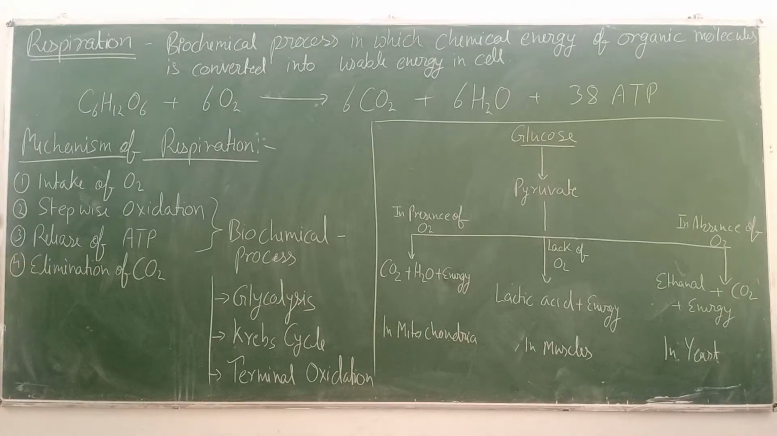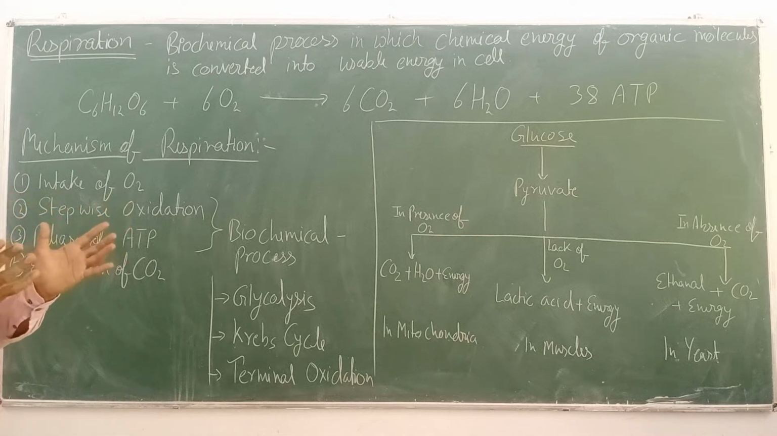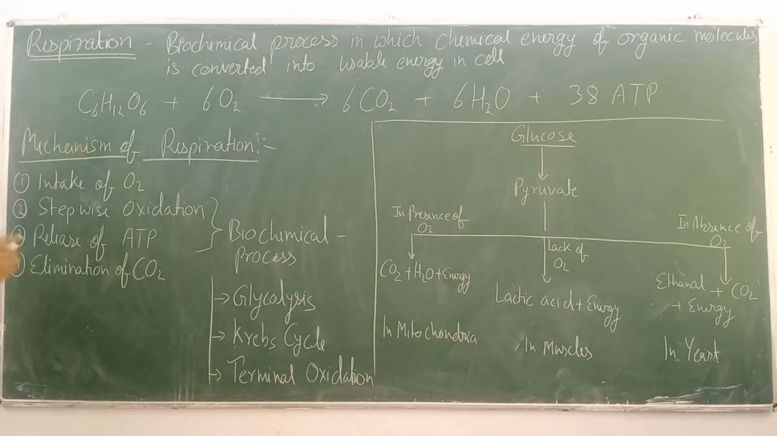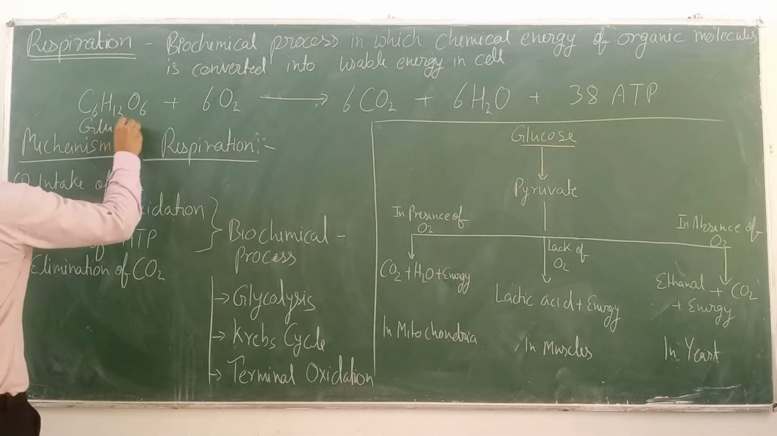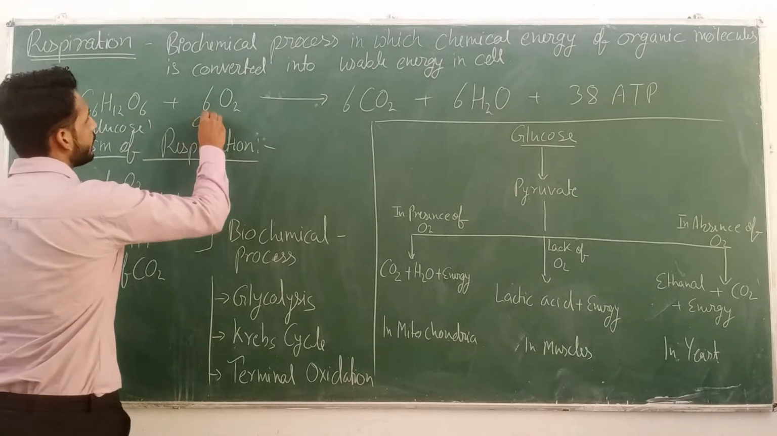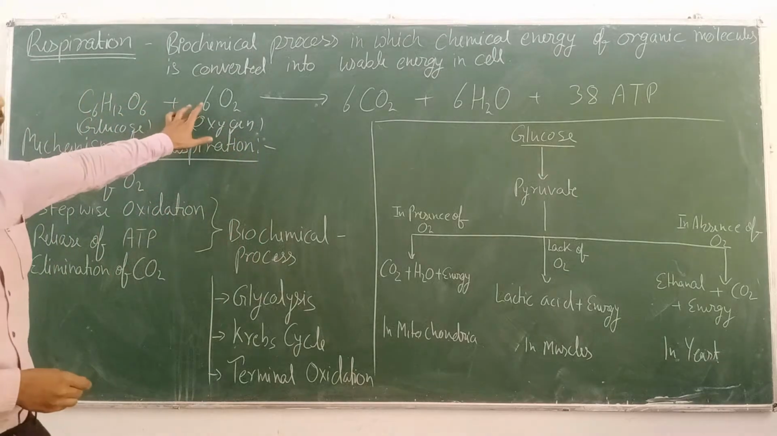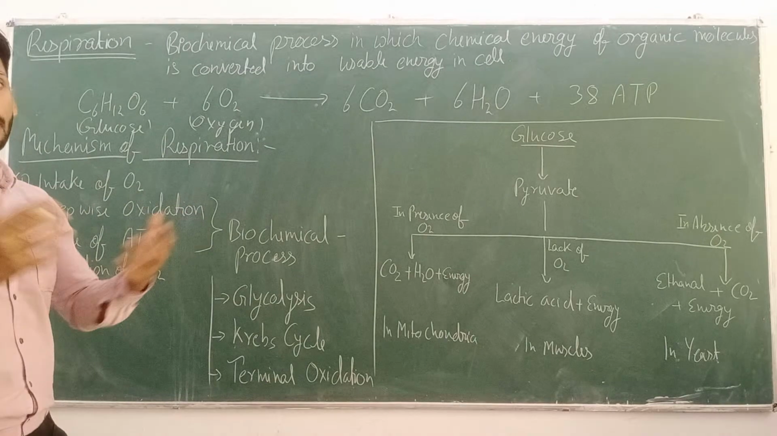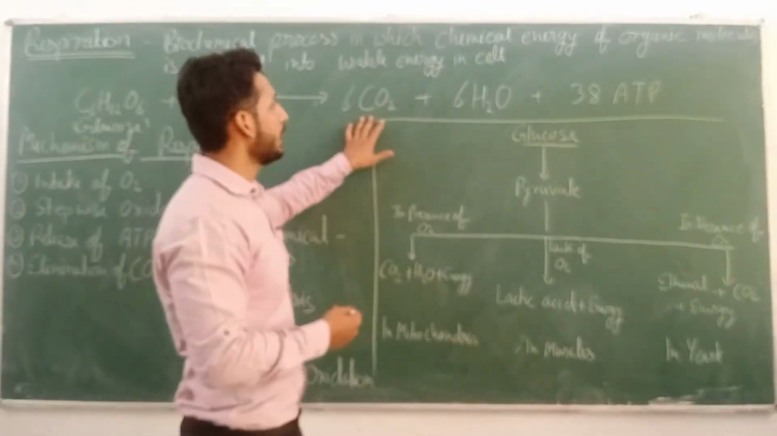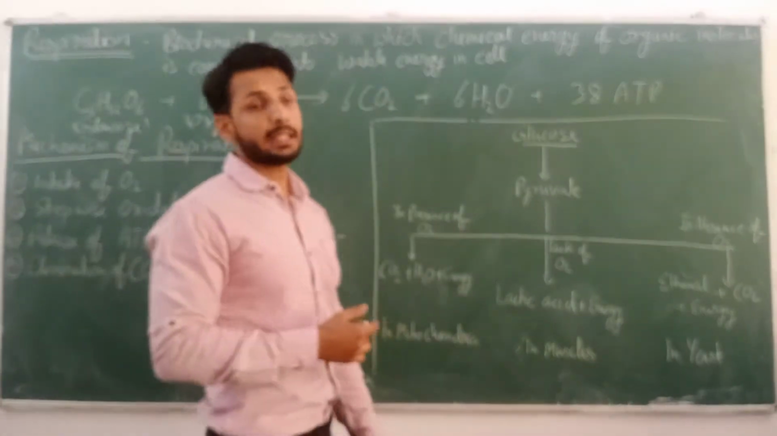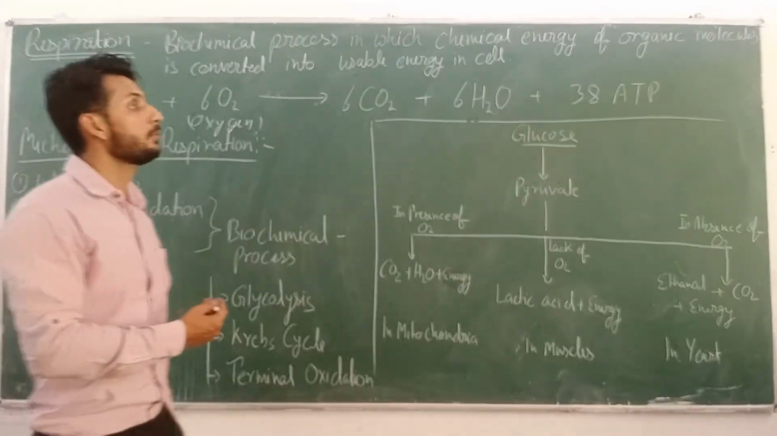Now, what happens here? Actually, it's a biochemical process. Here, chemical energy from organic compounds is broken down, and energy is released, which is used by the cells. What is the organic compound? It is basically glucose. So, glucose in the presence of oxygen: one molecule of glucose and 6 molecules of oxygen react, and what is formed? Carbon dioxide, 6 molecules of carbon dioxide, 6 molecules of water, and 38 ATP. What is this ATP? It is the form of energy.